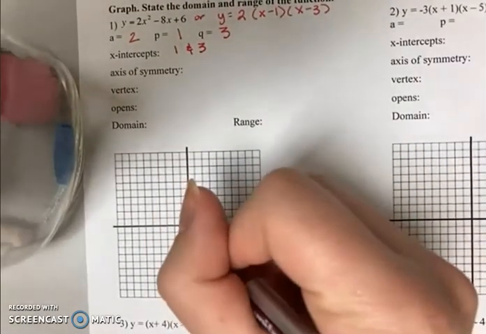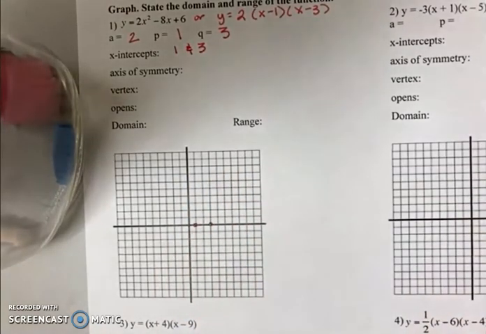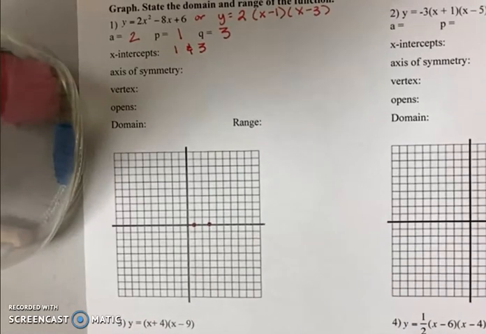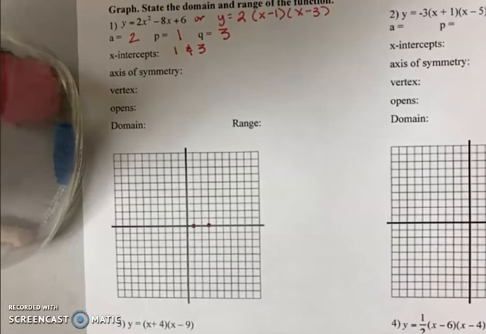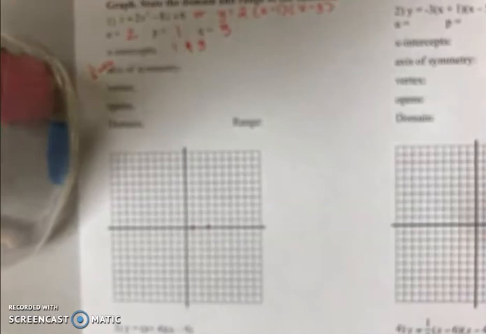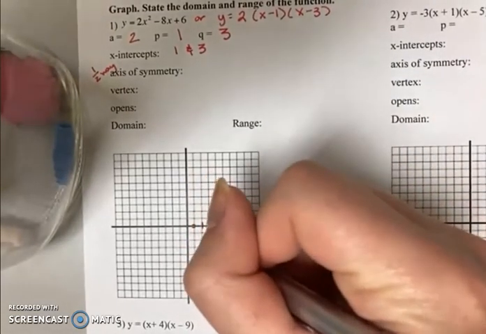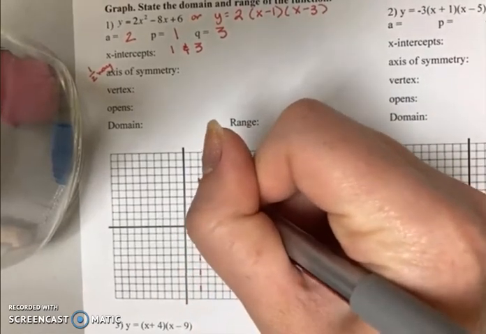We could go ahead and plot that on our graph as well. Here's 1, here's 3. Next, I want to know where the axis of symmetry is. The axis of symmetry, if you recall from the front page, is located exactly halfway between. So I'm going to write halfway between. Looking at the graph, I can see between 1 and 3, the axis of symmetry would be located at 2.